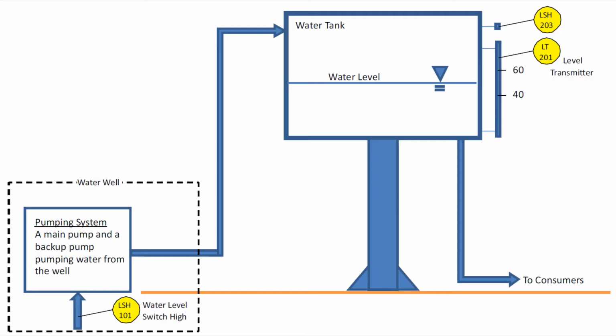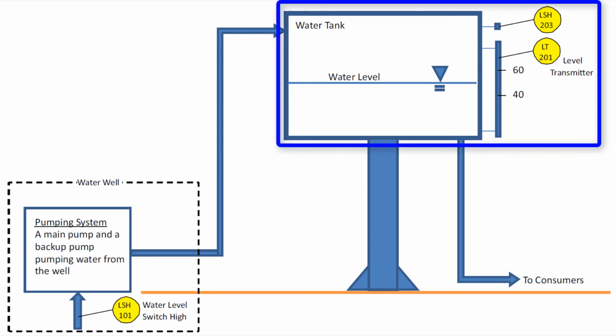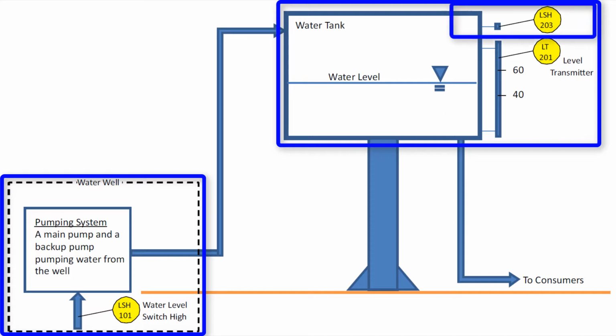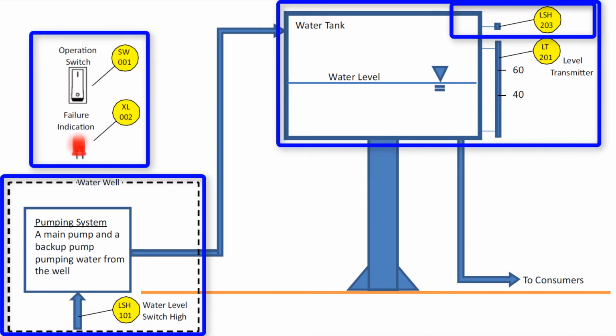So here's a quick reminder of our drawing of what we're doing here. We've got our water tank with its level transmitter and the redundant pumping system with its water level switch high. Then we added the level switch high switch in the last change order to the water tank so that it wouldn't overflow. And now we're going to add the operation switch and the failure indicator light.